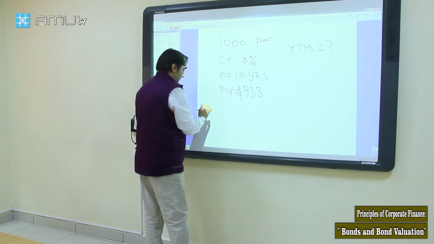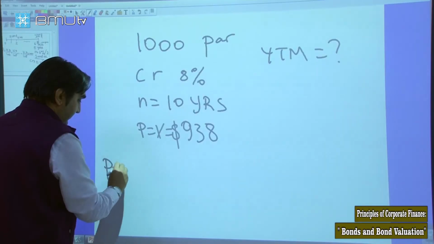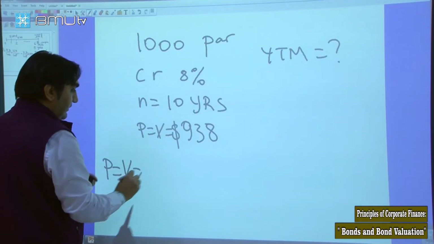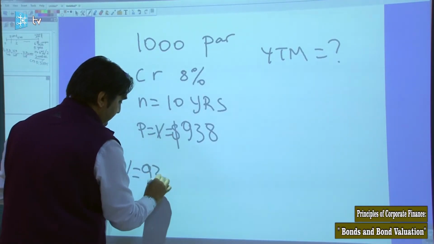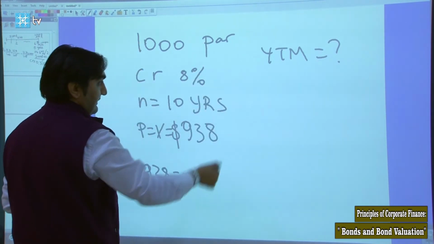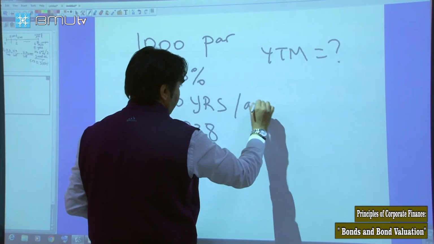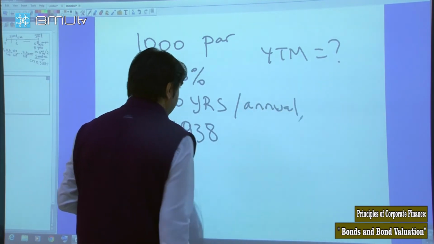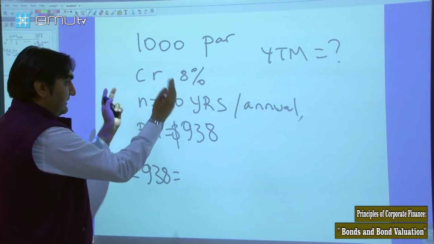If we apply our previous formula, the value of the bond is 938, and that equals the present value of, let's say this is an annual bond for simplicity, all these cash flows.